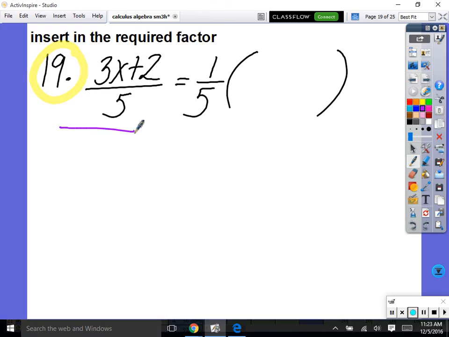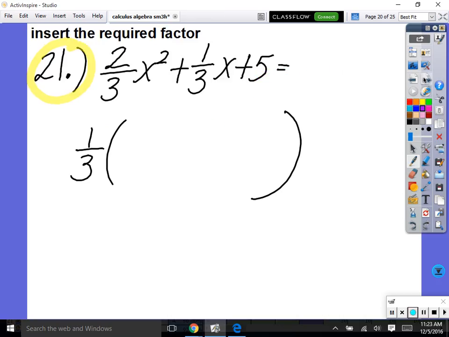We have 3x plus 2. What would make it equal if we have 1/5? Yeah. 3x plus 2. Very good. Everybody see that? Okay, that'll be our answer then. Number 21. A little bit harder, but I know you can do it. Don't even look at your options. Just push yourself. What's going to be inserted in to make this a true statement?